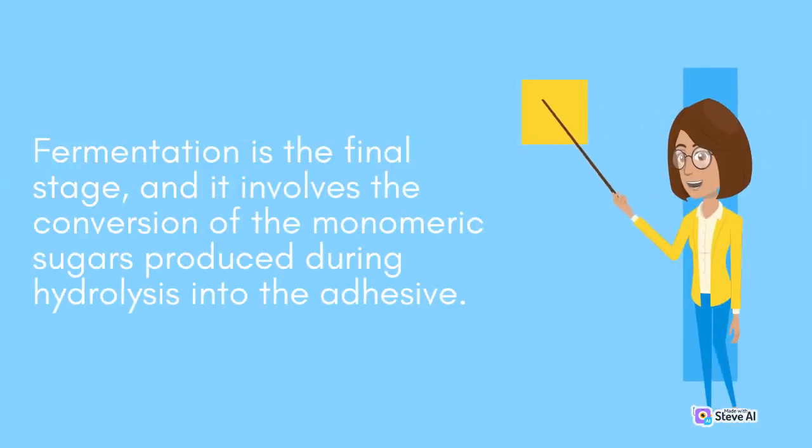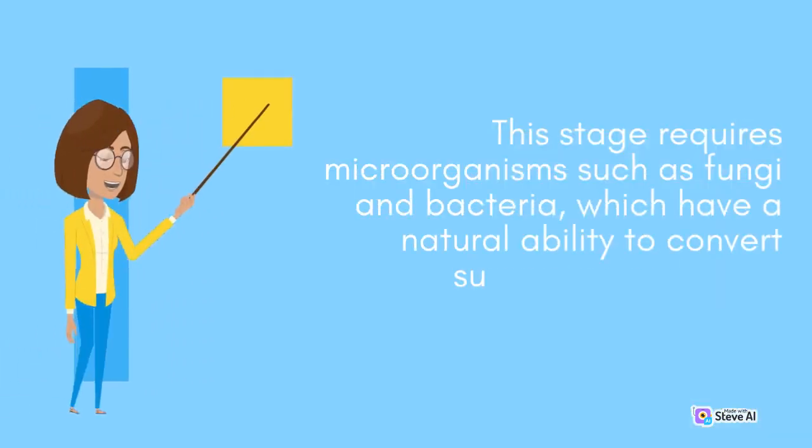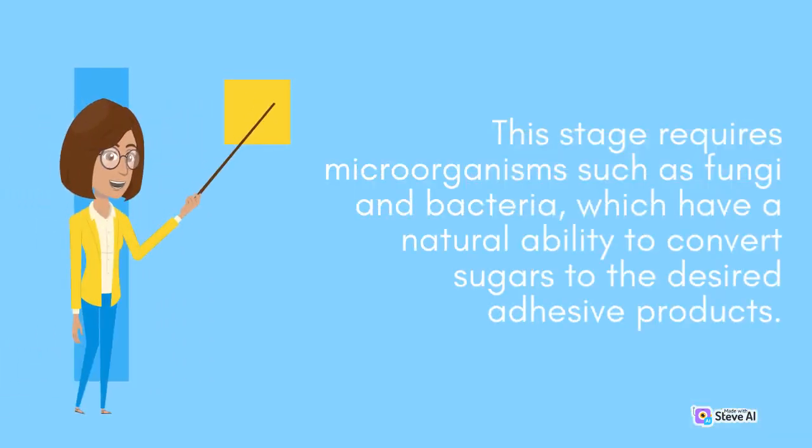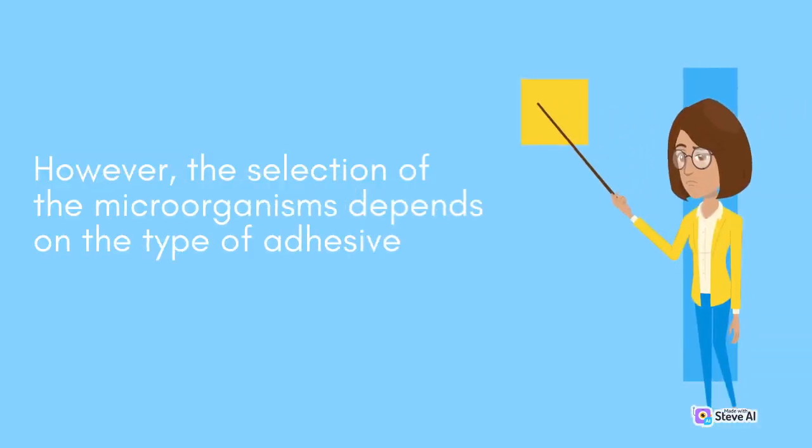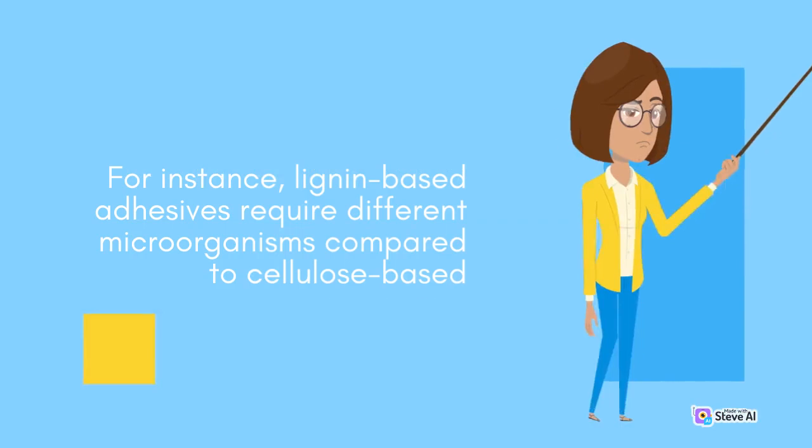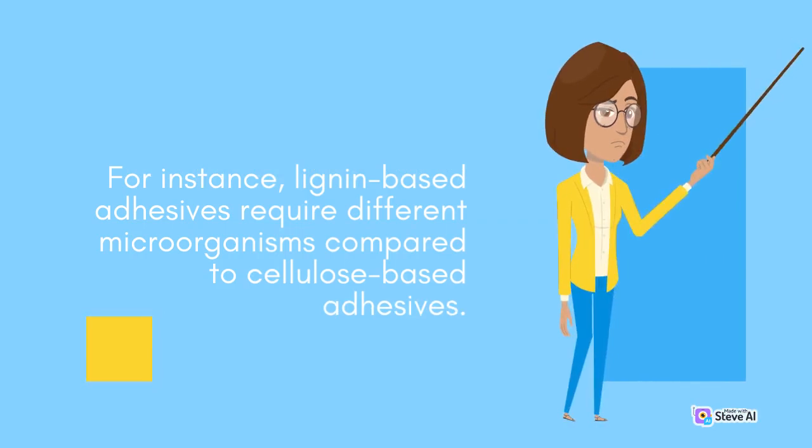Fermentation is the final stage, and it involves the conversion of the monomeric sugars produced during hydrolysis into the adhesive. This stage requires microorganisms such as fungi and bacteria, which have a natural ability to convert sugars to the desired adhesive products. However, the selection of the microorganisms depends on the type of adhesive desired. For instance, lignin-based adhesives require different microorganisms compared to cellulose-based adhesives.